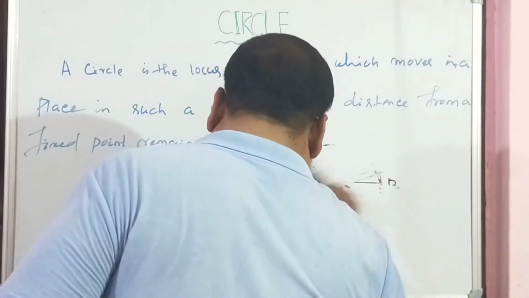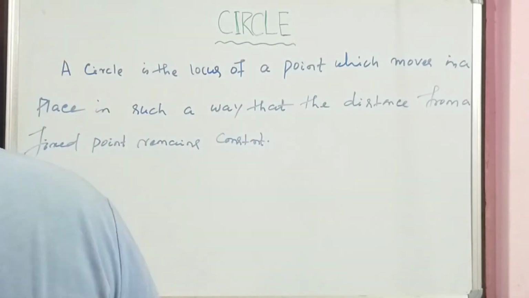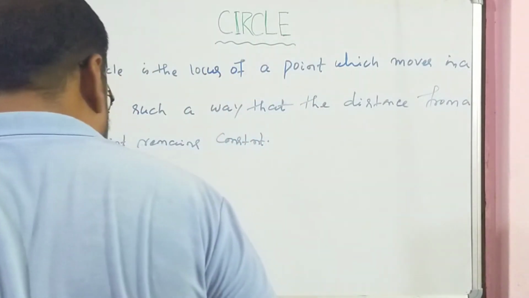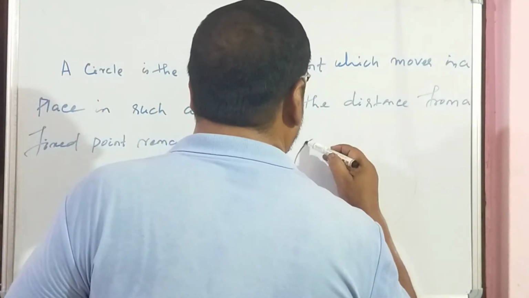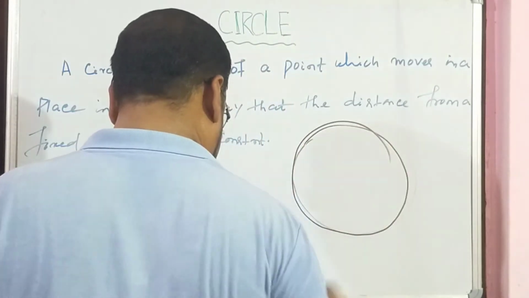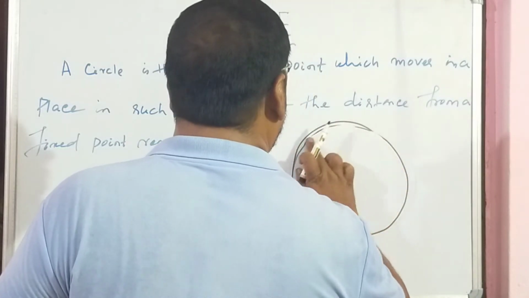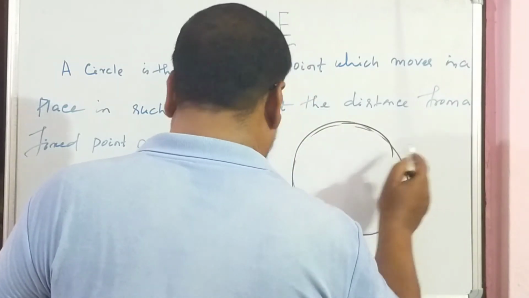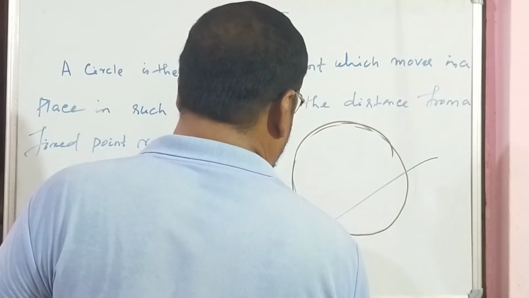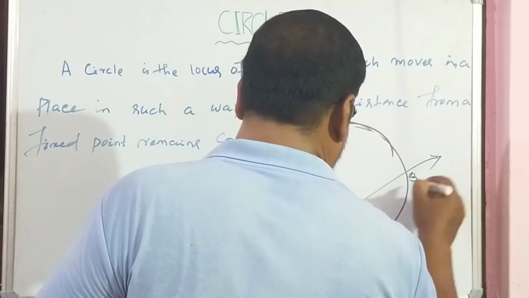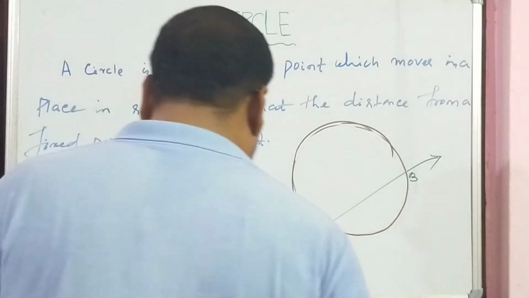Then what is a secant? A line which intersects a circle in 2 distinct points. Suppose this is a line which intersects the circle at points A and B. So this green line is the secant.